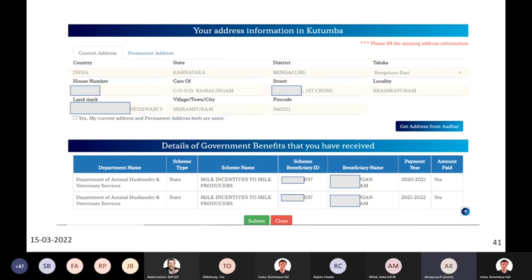The address information, the provision to update it by getting the address from Aadhaar has been given. In addition, we also display the details of benefits that a citizen has received, so they can also look into that and raise concerns if any.